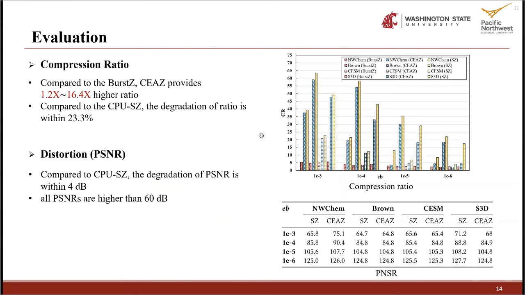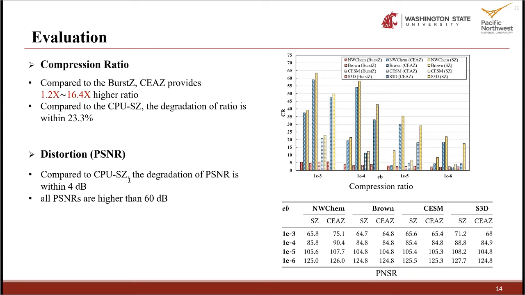Then I will show the CEAZ compression ratio. The yellow bar is for CPUSZ. The blue bar is for our CEAZ. The red bar is for BitComp. So compared to BitComp, CEAZ can provide 1.8 times to 16.4 times higher compression ratio. And compared to CPUSZ, our degradation of compression ratio is within 23%.